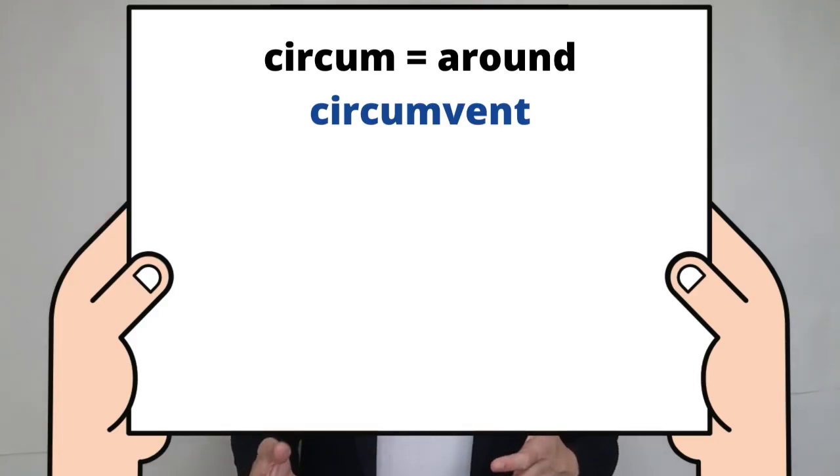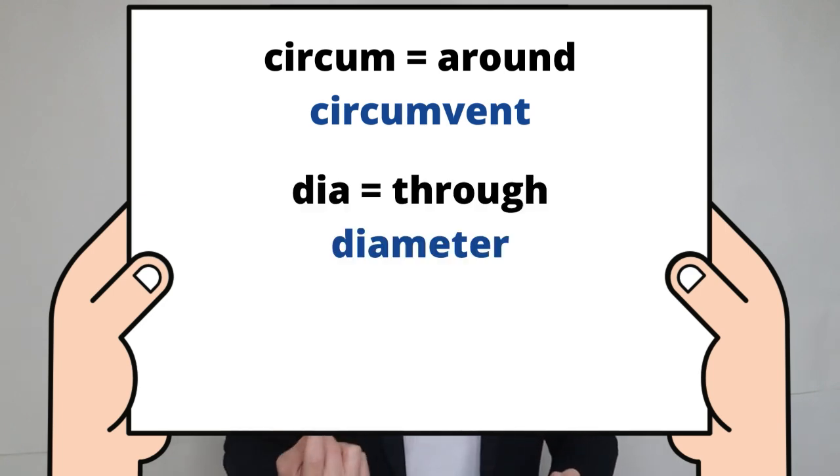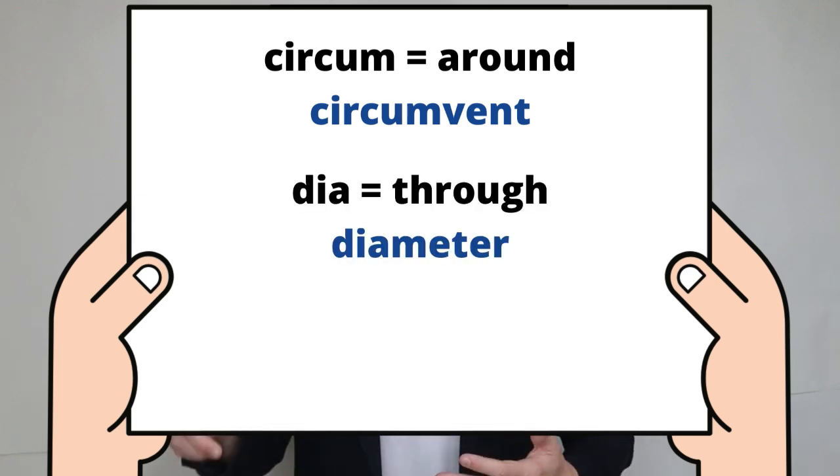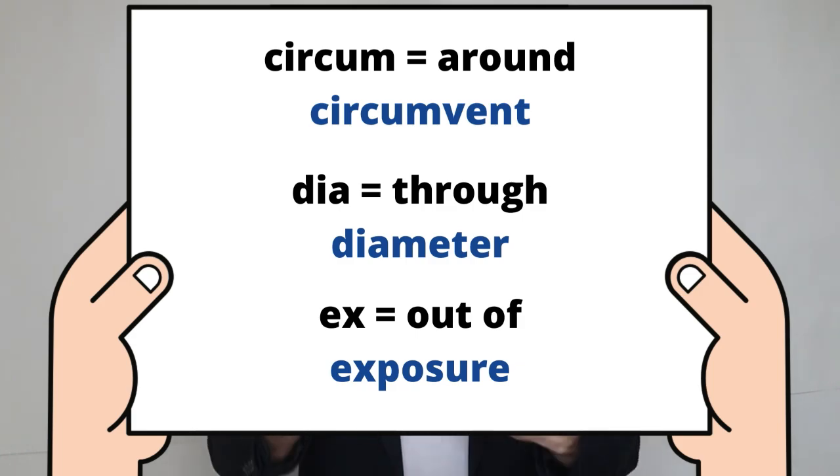Some more examples include circum, go around, circumvent, dia, through, diameter, ex, out of, exposure. Negative words or prefixes complicate the statement. The prefixes un, in, miss will alter the meaning of the statement.